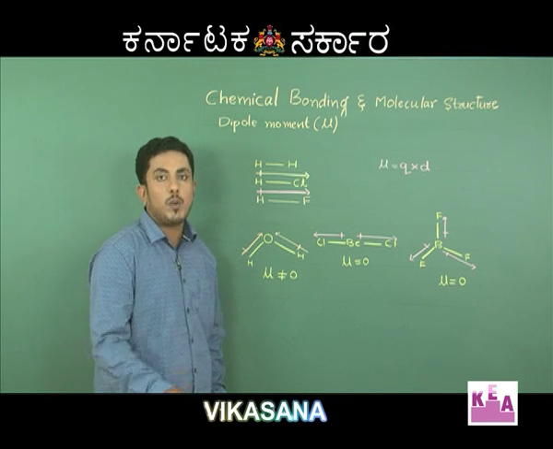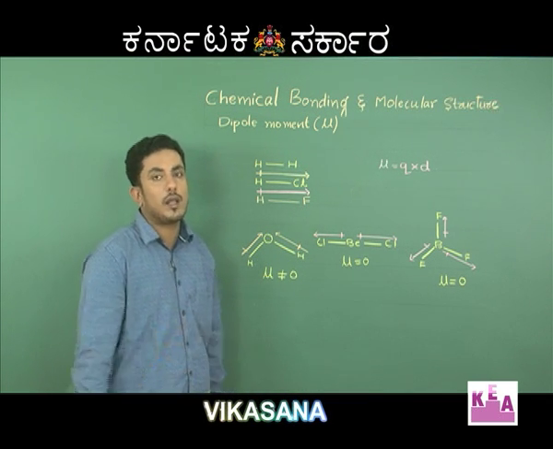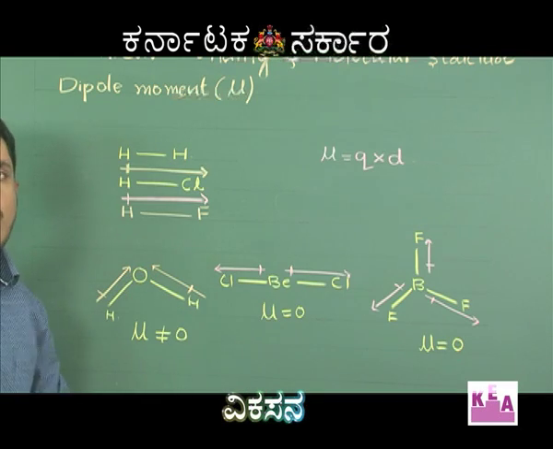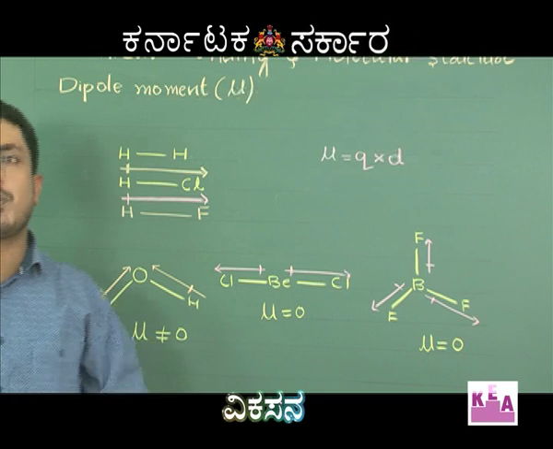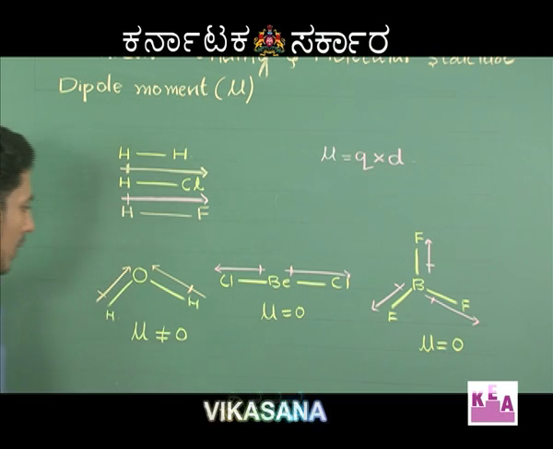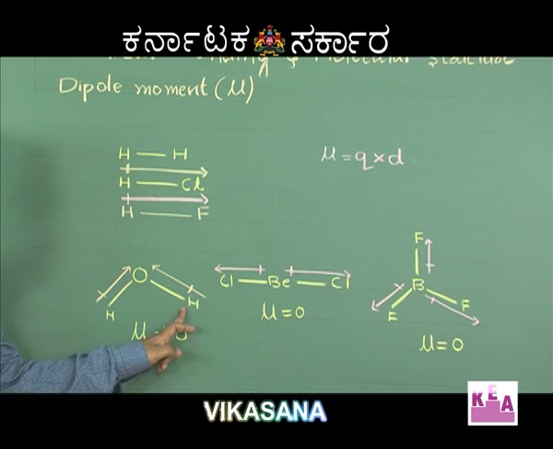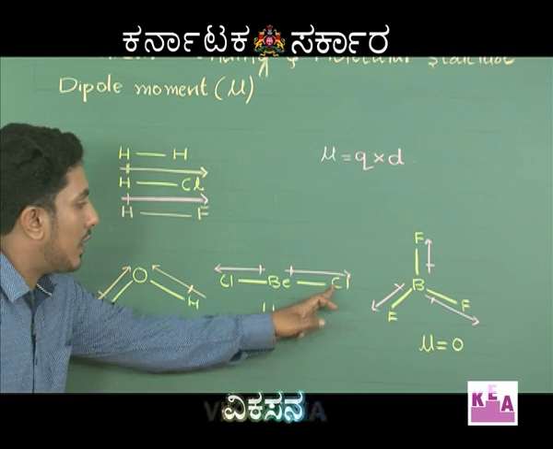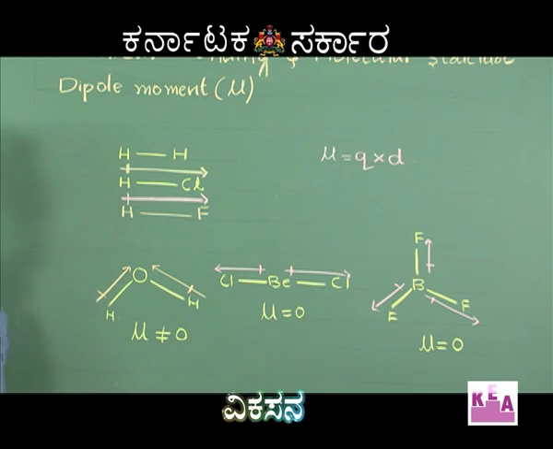Hence, the dipole moment of HF will be greater than the dipole moment of HCl. In the case of polyatomic molecules, dipole moment depends upon the shape. For example, water has a bent shape. Its dipole moment is not equal to 0, whereas BeCl2 is linear and its dipole moment is equal to 0.